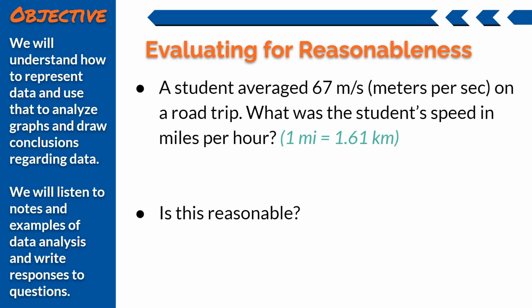Okay, what about this one? A student averaged 67 meters per second on a road trip. What was the student's speed in miles per hour? Is that reasonable? I actually have this one still written on my board from last period. But if we're doing this conversion and you wanted to figure out if this is reasonable or not, first of all, you'd need to have some understanding of what 67 meters per second would look like.